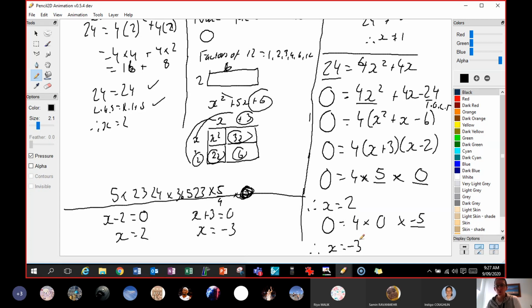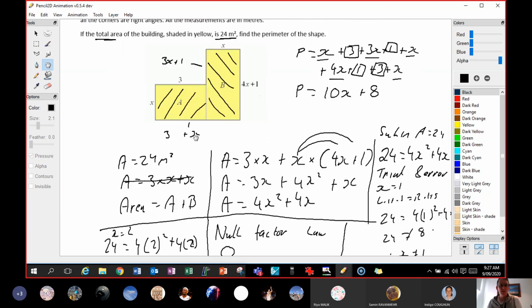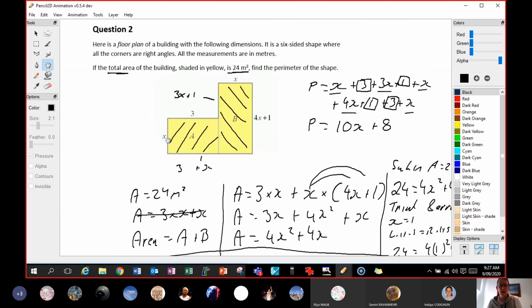In this case, though, we've got to make sure, does that make sense? So you've got to go back to the original question. Now, if I put x equals negative 3 in here, how does that make sense? If this has a length of negative 3, does that make sense? Because this is 3 minus 3, that's going to have no length, right? It's not going to exist. So there's only one solution for this, which is x equals 2. It has two solutions when we work it out, but you've got to come back and see if it makes sense. Because you need area, right? If you had no width along here at all, you can't have an area of 24 meters squared. So that's kind of what we're looking at.